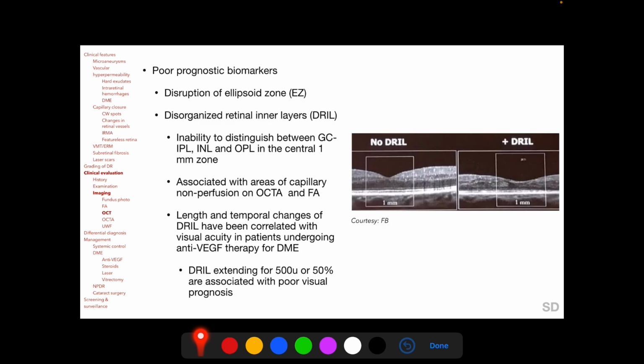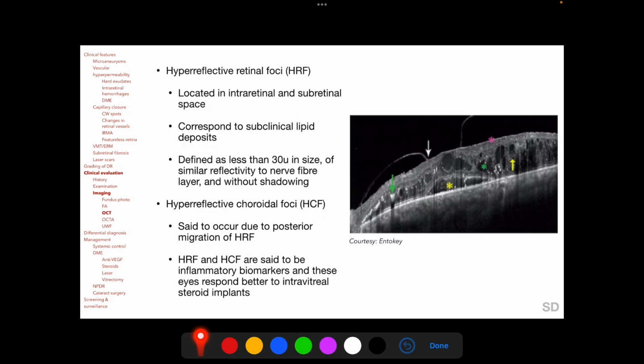Several OCT findings have been described as poor prognostic biomarkers following anti-VEGF therapy for diabetic macular edema, and these include disruption of the ellipsoid zone, being a part of the inner segment of the photoreceptors, and disorganization of retinal inner layers, also called DRIL, which is an inability to distinguish between the various layers of the inner retina in the central 1 mm zone, as seen here in this photograph.